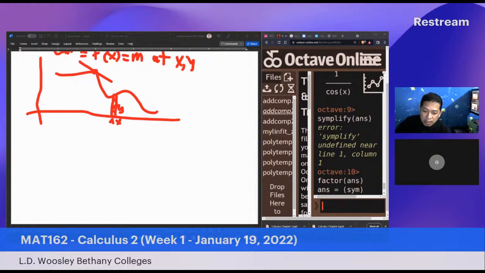Okay, sige, can you just dictate your answer for number 2? Ano po? 2x raised to 4 minus 1 over 2x plus c po. Okay, correct.